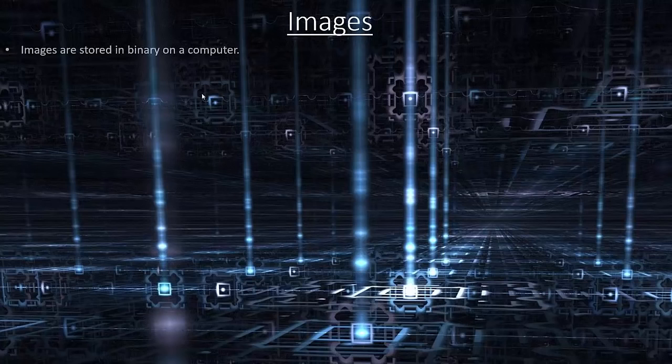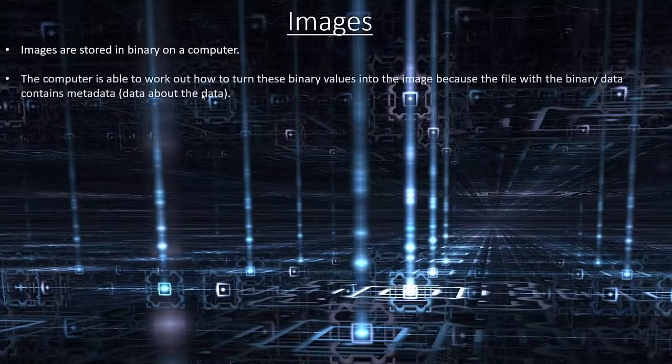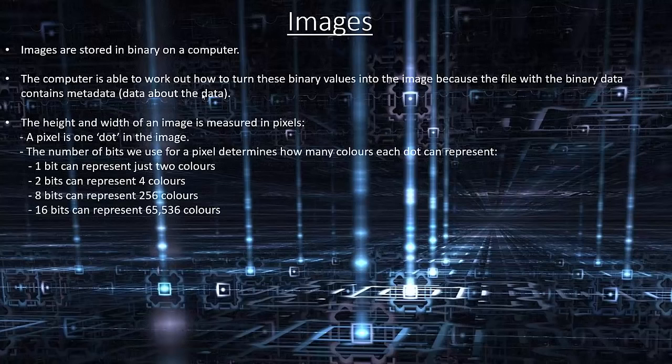Images. Images are stored in binary on a computer. The computer is able to work out how to turn these binary values into the image because the file with the binary data contains metadata, data about the data. The height and width of an image is measured in pixels. A pixel is one dot in the image. The number of bits we use for a pixel determines how many colors each dot can represent.